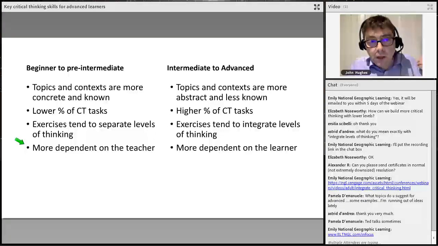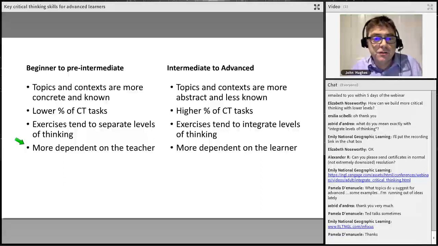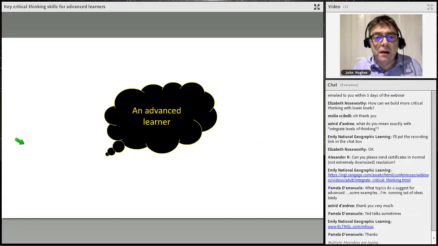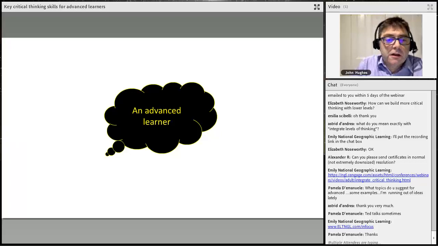Okay, so that was a quick recap of definitions and where we are in terms of the advanced student. Let's get talking about the advanced learner. In terms of critical thinking, let's think about what the key skills are for our advanced learners.